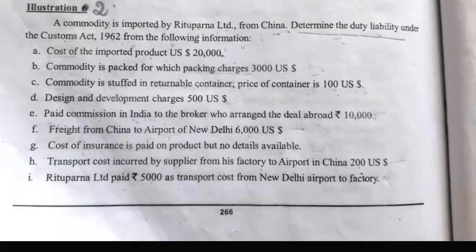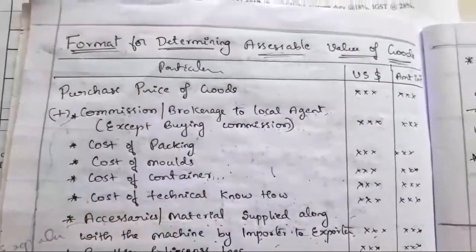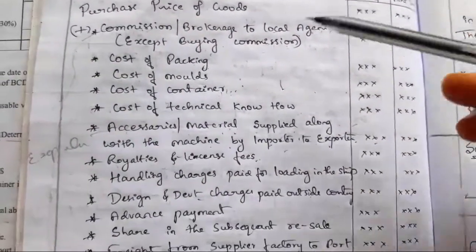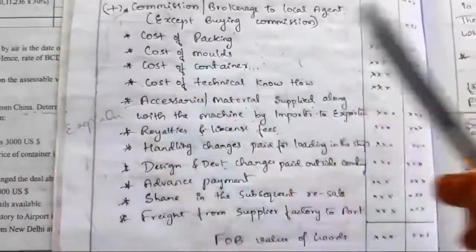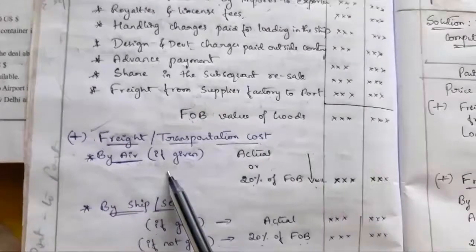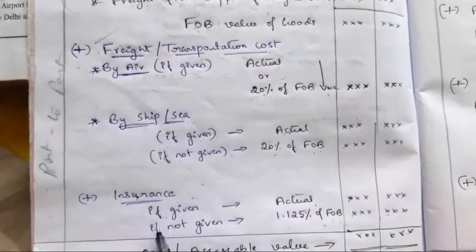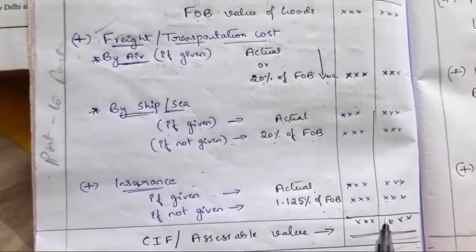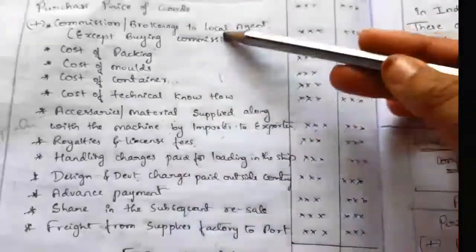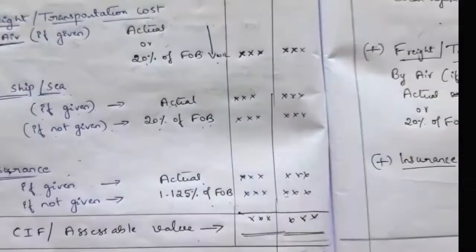So the information is given to find out the assessable value. See the format. To find the assessable value, we have to take the first purchase price. Next we have to add the expenses which are incurred by the exporter. We will get free on board value of goods. After that we have to add the freight or transportation cost if it is air or ship, and we have to add insurance. We will get the assessable value. We have to see in the illustration which are the expenses we have to add before FOB and which are the expenses we have to add after FOB. So we will get assessable value here.